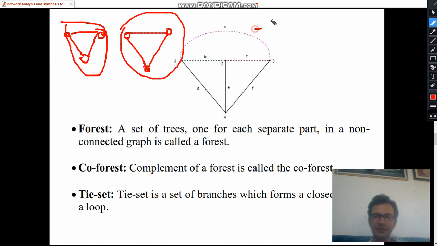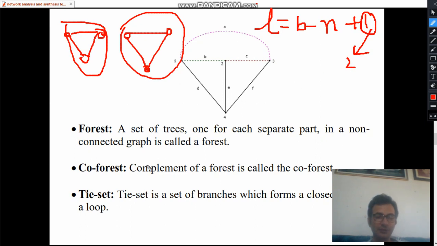Actually in this case, that equation L equals B minus n plus 1 will also be changed. Now this 1 will be replaced by the number of separate parts. So two separate parts are there, so this will become 2.